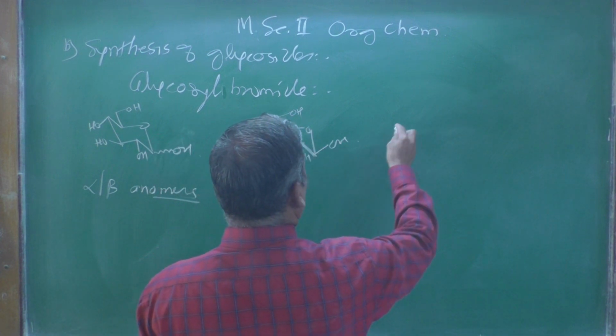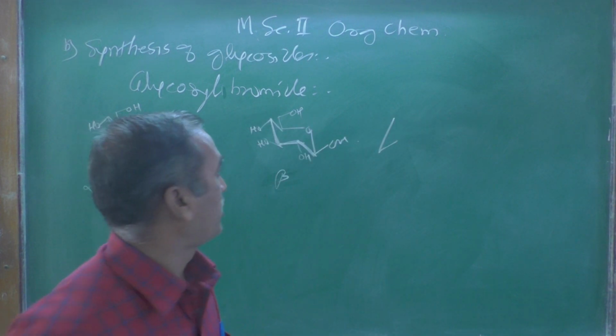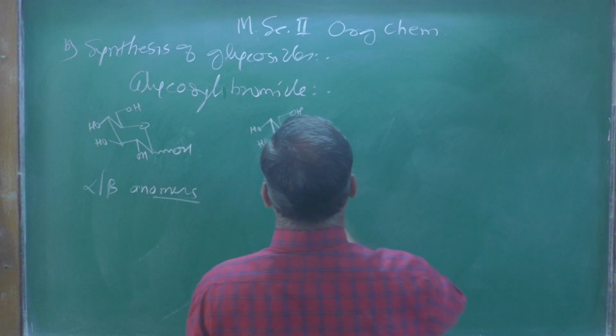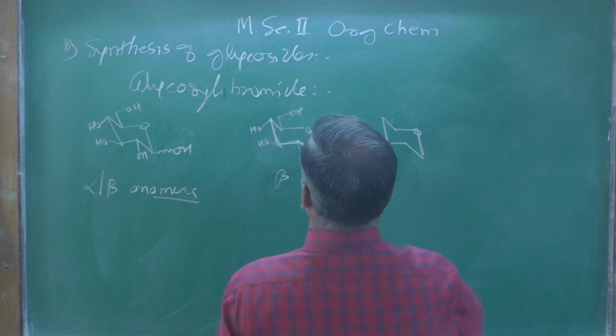And now another, the alpha form, we can write like this. So let me draw the chair conformation of this glycoside we are talking about here.